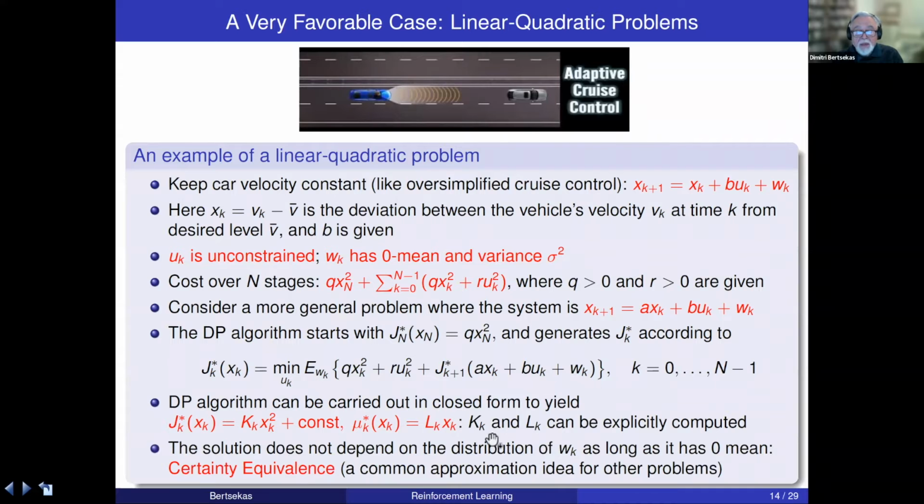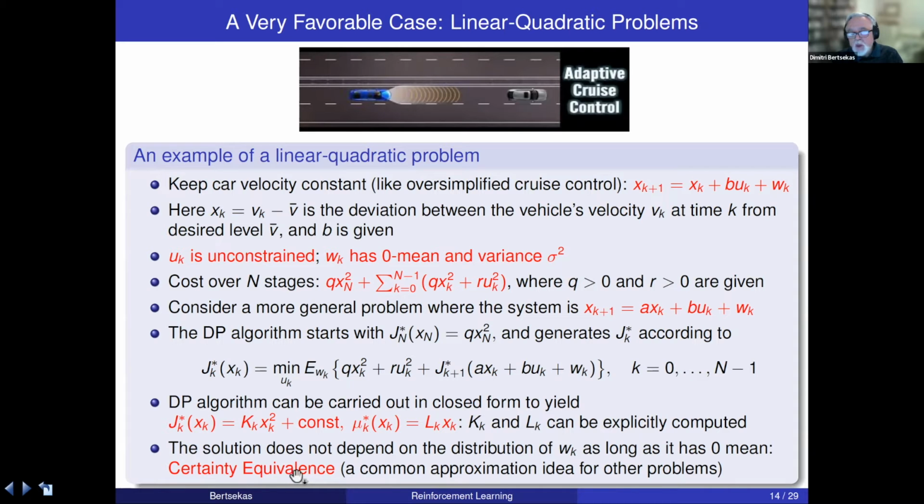Now notice another thing, that the optimal policy does not depend on the distribution of Wk, as long as it has zero mean. Sigma squared does not enter in these calculations, except here in this constant. And so even if we had a zero mean noise, there was no noise, we would get the same policy. This is known as certainty equivalence.